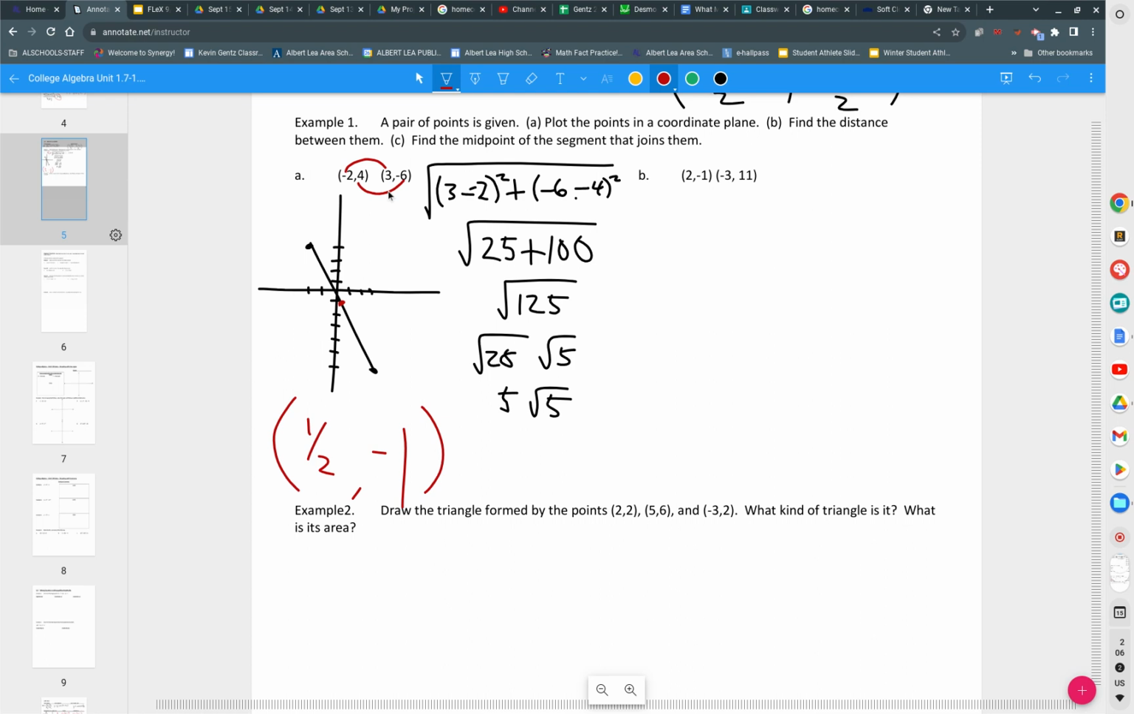Do not draw a graph, but for letter B, please start by trying to find the distance and the midpoint. See if you can do the distance and the midpoint there. Try one on your own.